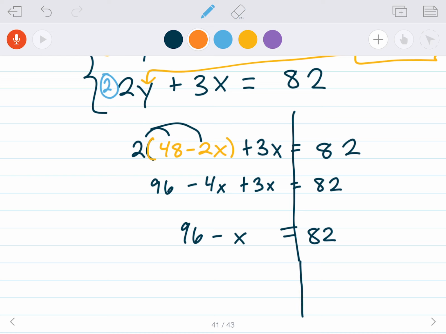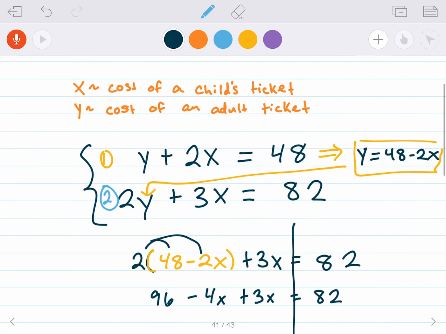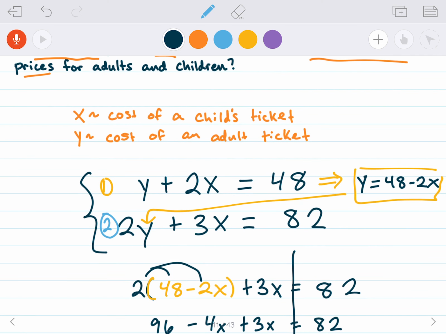I'll subtract 96 from both sides to give me negative x on the left side equals 82 minus 96, which is negative 14. And finally, I'll divide both sides by negative 1 to give me x is equal to positive 14. So what was x? x was the cost of the child's ticket. So this is going to be $14 apiece.